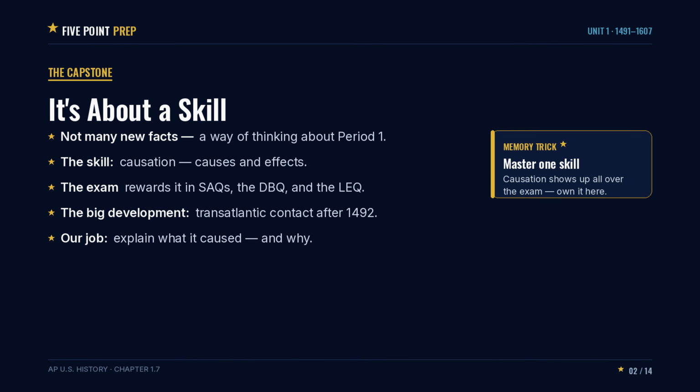First, what is this topic? Chapter 1.7 isn't really about memorizing new facts. It's a way of thinking about everything in Period 1. The skill is causation, identifying causes and effects and explaining how they connect. And this matters enormously because causation shows up across the whole exam, in short answer questions, the document-based question, and the long essay. The big development at the centre of Period 1 is transatlantic contact after 1492, and your job is to explain what it caused and why. Master this skill here and you'll use it all year.